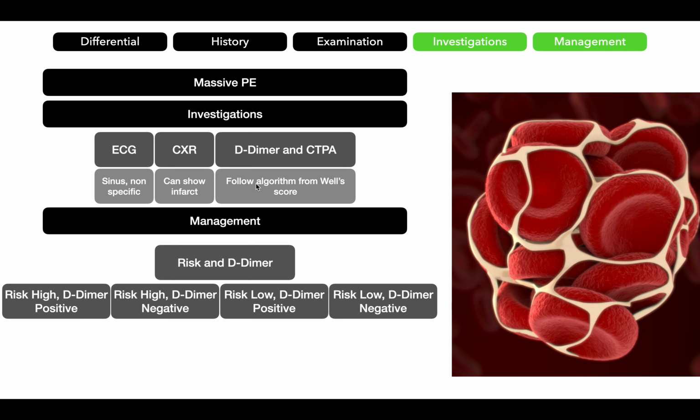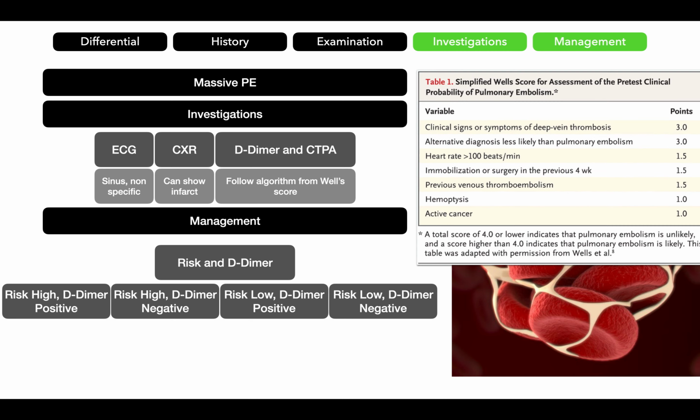Now, when you're trying to follow the algorithm for a Wells score, you're going to do a simplified Wells score. This is what it is, and this is an assessment of the probability of a pulmonary embolism. So this informs your management, okay? A score of 4 or lower indicates a pulmonary embolism is unlikely, okay? So they have to score greater than 4, okay?